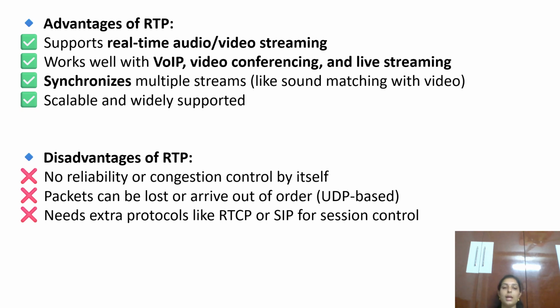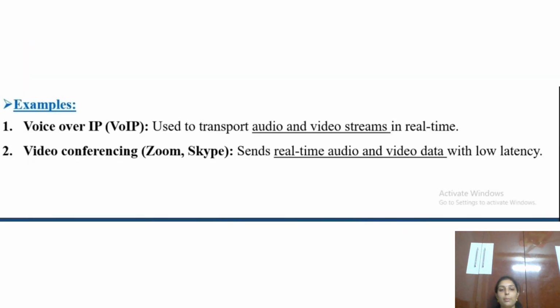Now we will see the examples: Voice over IP and video conferencing. So we have four protocols: TCP, UDP, SCTP, and RTP. These are the four protocols we have discussed in this video. Thank you so much.